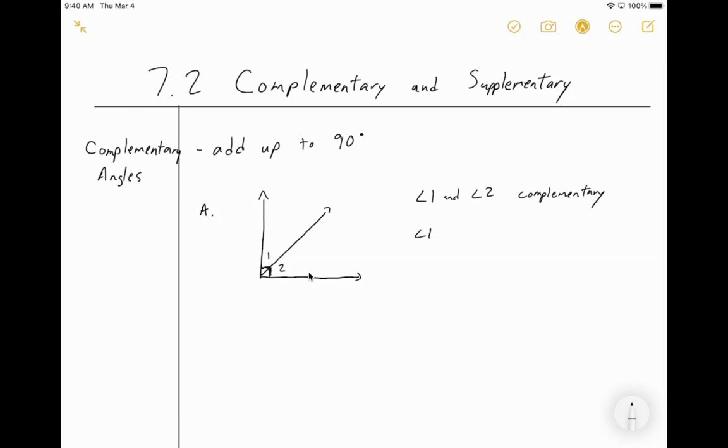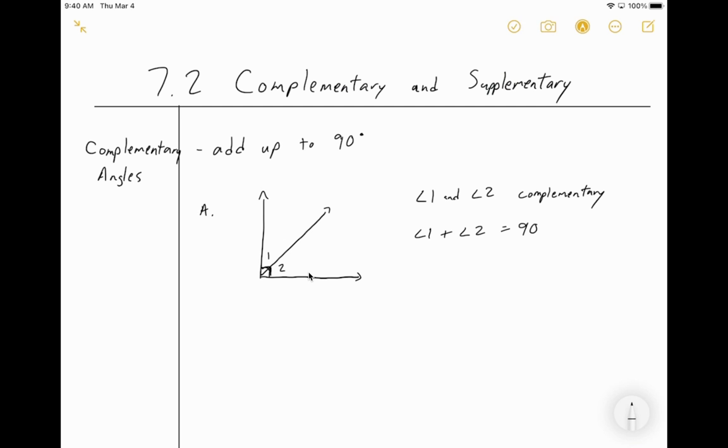So that means that angle 1 plus angle 2 equals 90, no matter what. If angle 1 is 30, angle 2 is 60. If angle 1 is 50, angle 2 is 40. If angle 1 is 45, then angle 2 is 45. They have to add up to 90 degrees. Why? Because of this box right here that says this is 90 degrees. So angle 1 and angle 2 together make 90 degrees. That's what complementary means.